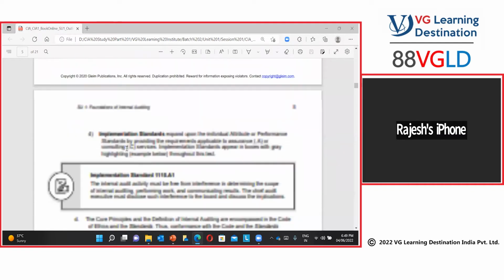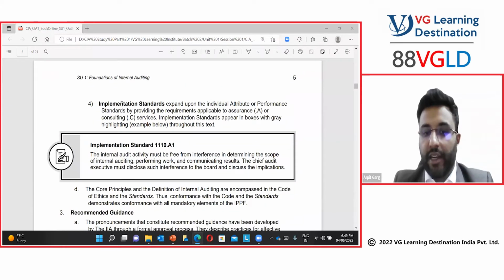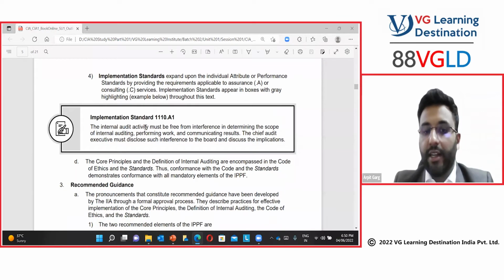All right, great. So now coming to implementation standards. Implementation standards expand upon the individual attribute and performance standards by providing the requirements applicable to assurance and consulting services. This is more in the gray boxes. It says the internal audit activity must be free from interference in determining the scope of internal auditing, performing work, and communicating results.